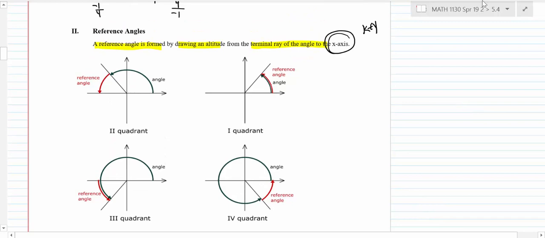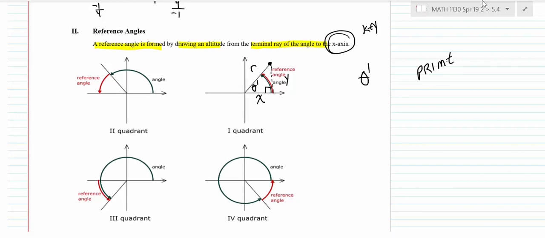So if you're in quadrant 1, what happens is you always make a triangle, so you always go straight down like this. And this is a good thing to write. You don't have to do this in your notes, but you can if you want to. You end up just getting x, y, and r. And then that ends up being your reference angle. We usually use a prime. Okay, that just means that's the reference angle, in that case. So the reference angle is the same as the quadrant 1 angle that you're given.